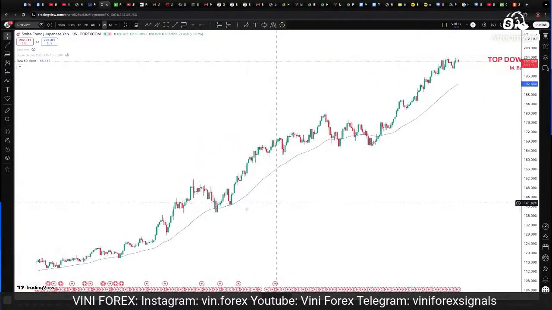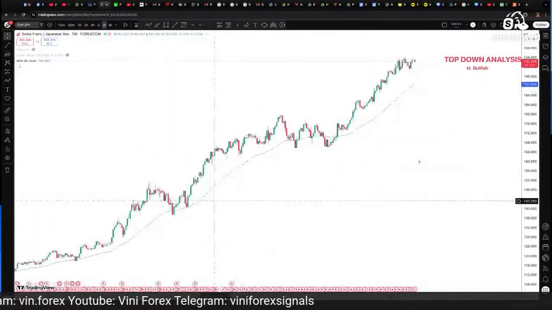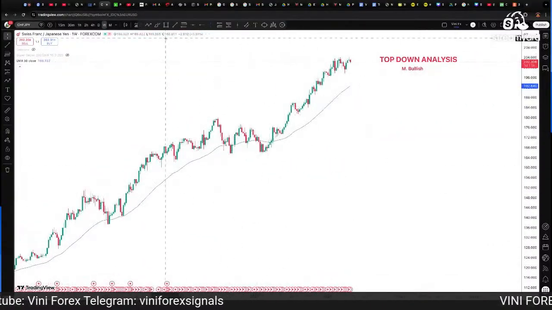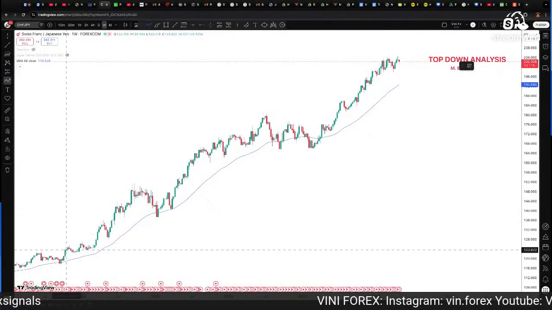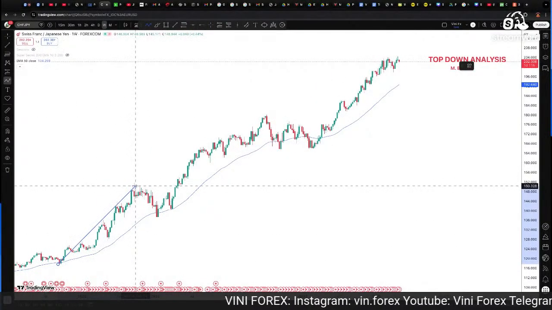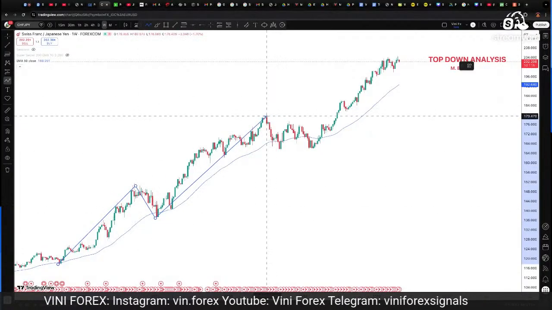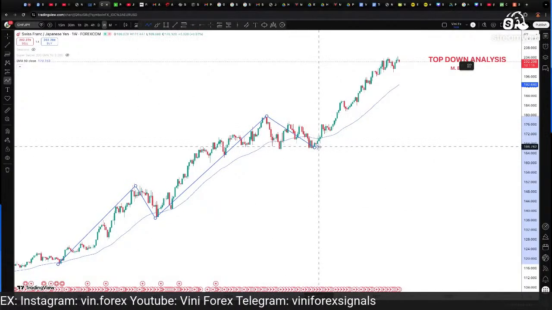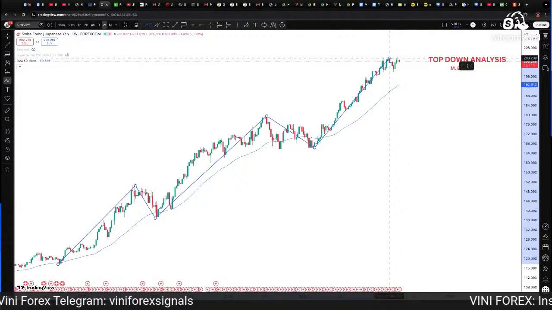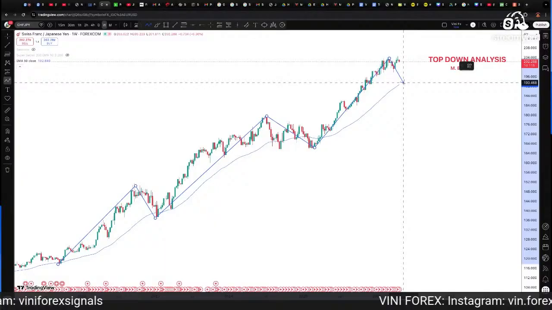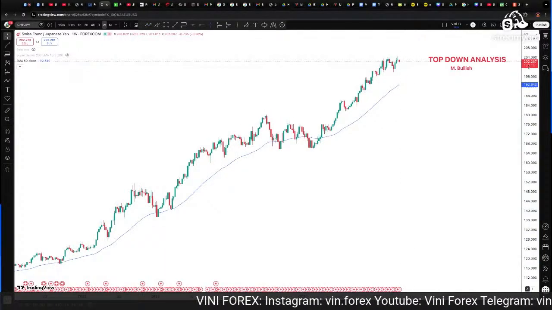So looking at the weekly now, we can see that the weekly has also been on an uptrend, because it has simply been making a higher high, a higher low, and then a higher high. So we are still going to be expecting a higher low. Okay, so that's what it is doing.